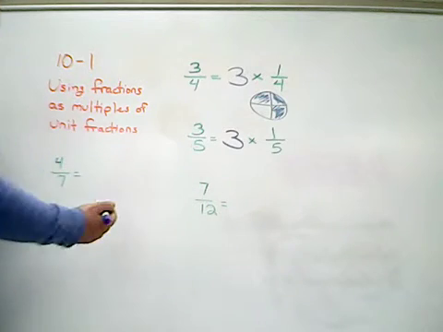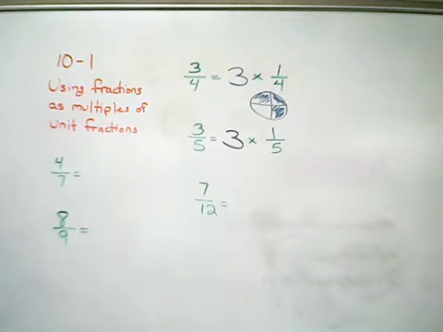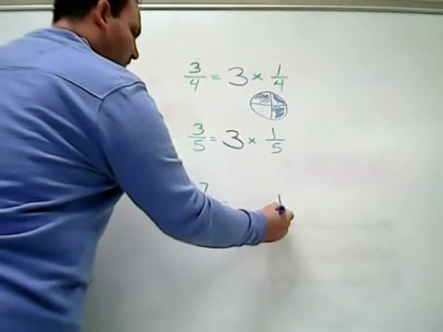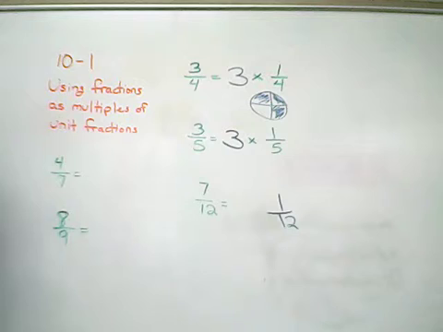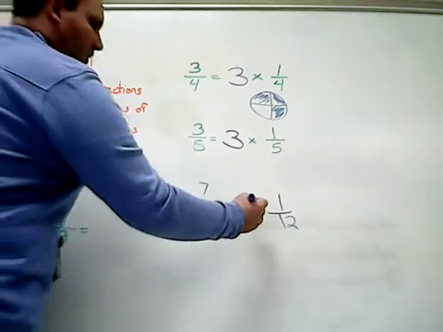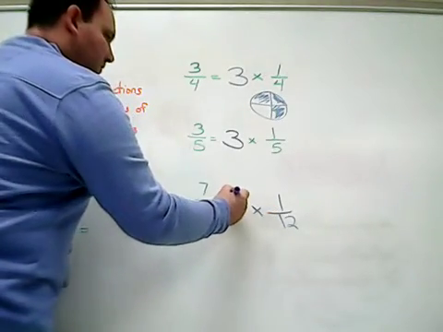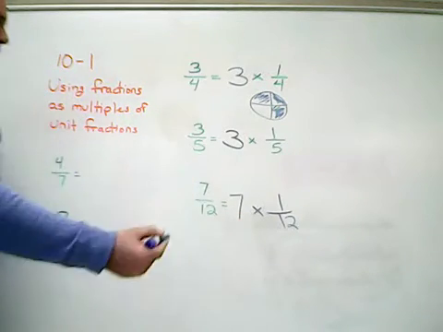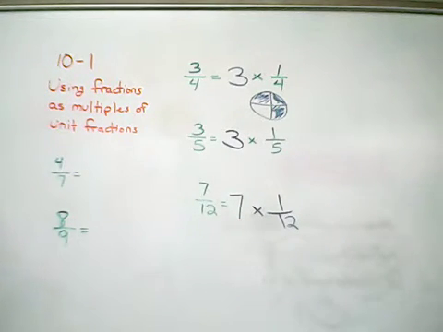Here I have 7/12. I want to work with only unit fractions today. So I know that one of the numbers I'm going to work with is going to be 1/12. How many times can I repeatedly add 1/12 until I get to 7/12? I know that 1/12 times 7 wholes is going to give me a total of 7/12.